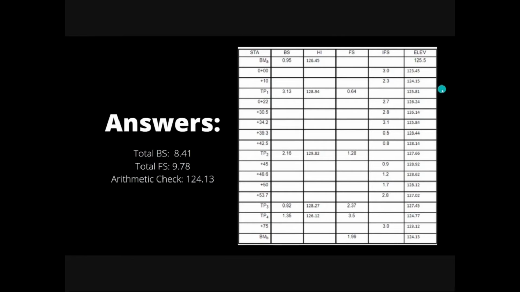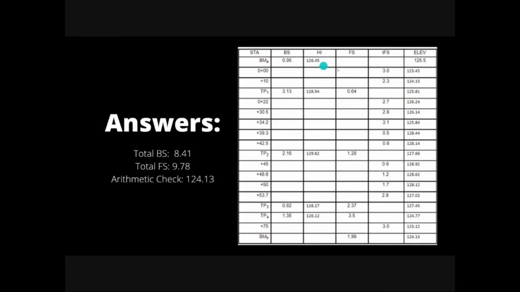So here's the process. First is to know the elevation value. The elevation value is given already, so it is 125.5, and we had a backside value which is 0.95. To get the height of instrument for benchmark A, we have to add the elevation and the backside value of benchmark A. Adding them together will result to 126.45.